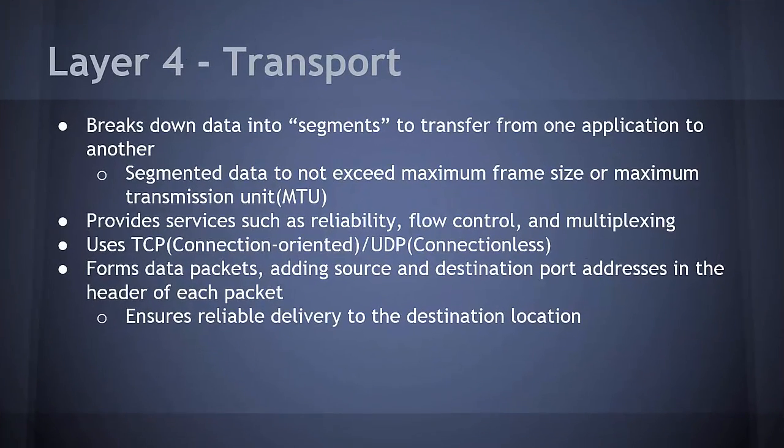Layer 4, the transport layer, breaks down data into segments to transfer from one application to another. Segmented data does not exceed the maximum frame size or maximum transmission unit, MTU. It provides services such as reliability, flow control, and multiplexing, and uses TCP, connection-oriented, and UDP, connectionless. It forms data packets, adding source and destination port addresses in the header of each packet, and ensures reliable delivery to the destination location.